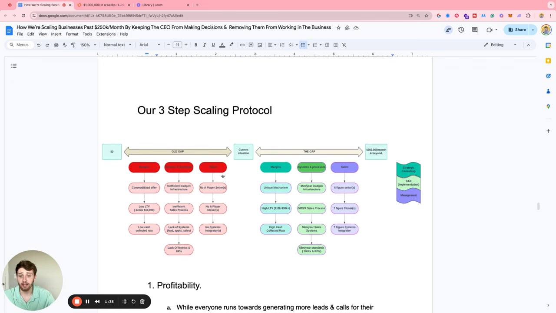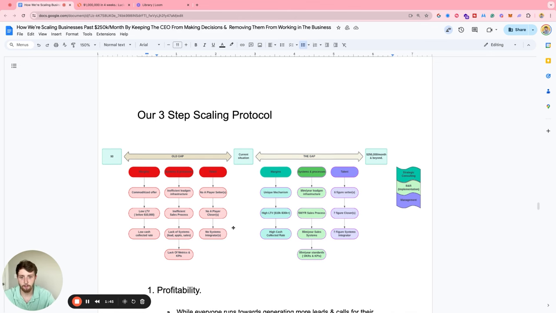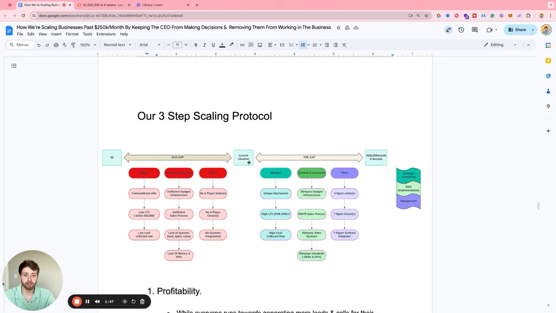You also have a lack of talent, right? You have no A-player setters. You have no A-player closers. And you have no systems integrators, right? And we take you from your current situation to your desired situation, giving you better margins, so you have a unique mechanism that you sell.